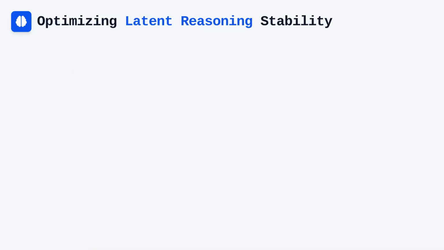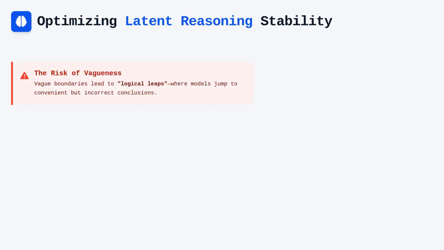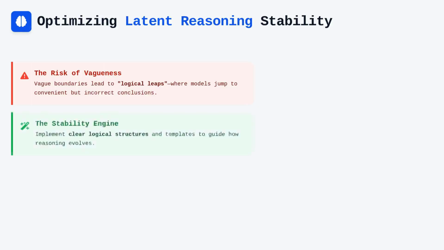Stability in these outputs is highly dependent on how you define the boundaries of each reasoning step. If the reasoning process is too vague, the model might leap to convenient but incorrect conclusions because the intermediate constraints were not strictly defined. Effective prompting for latent reasoning requires that we provide the model with a clear logical structure or a template for how that reasoning should evolve.